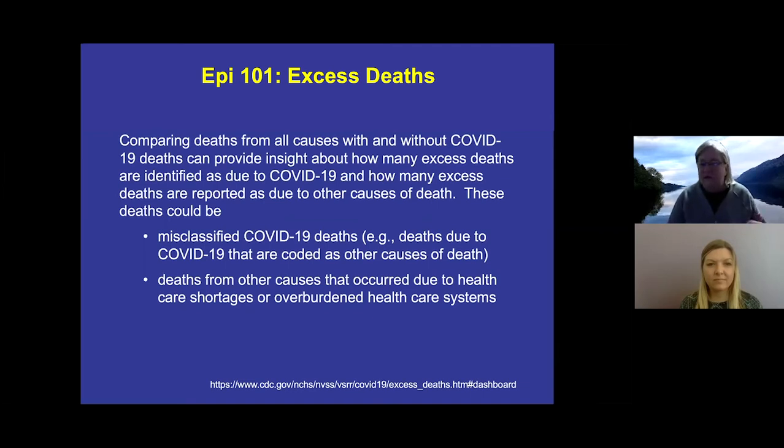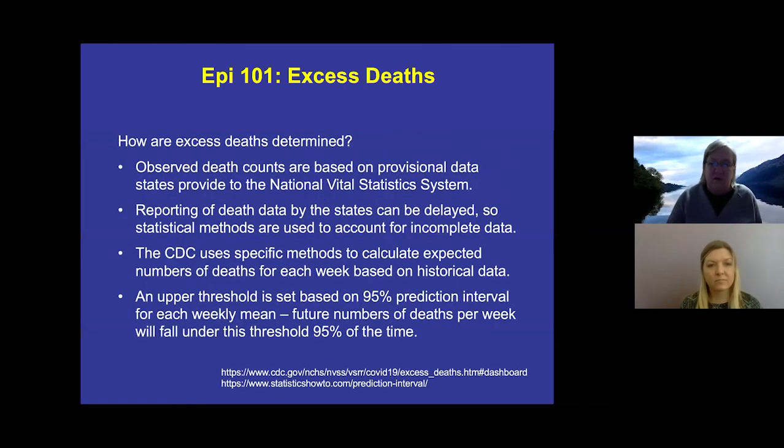And if there are a lot of deaths due to some other cause, it could be an indication that there are COVID deaths that are not being coded as COVID. Or it could be that excess deaths are occurring due to healthcare shortages or an overburdening of the healthcare system, or perhaps people aren't going to the hospital for treatment when they should be, and therefore these deaths will increase.